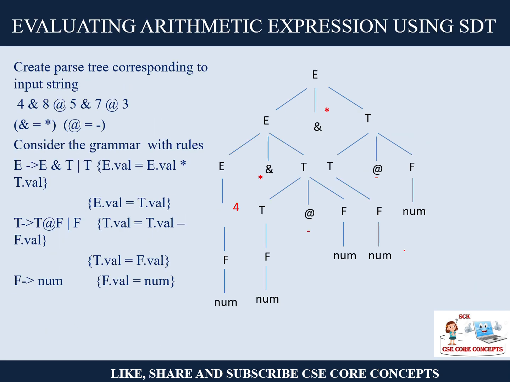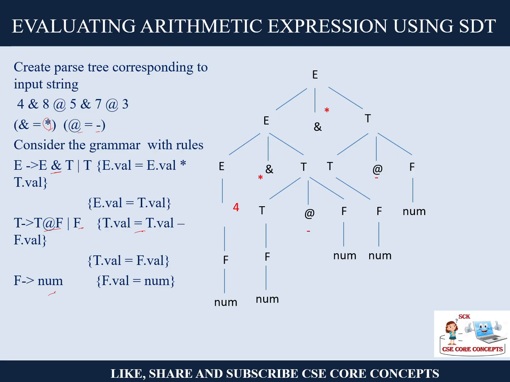So let us evaluate another arithmetic expression. Create a parse tree corresponding to this input string. So this is our grammar, right? E is E and T. Here ampersand is equal to multiplication, and at the rate is equal to subtraction. T takes the form T at the rate F or F, and F is number. This is the grammar and these are the rules.